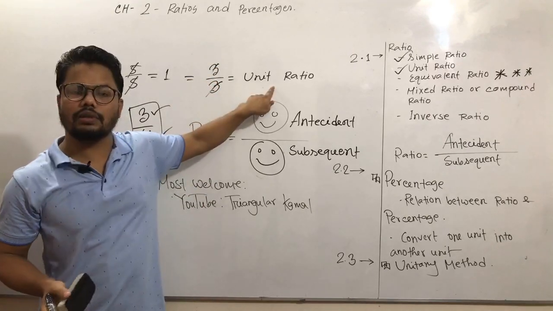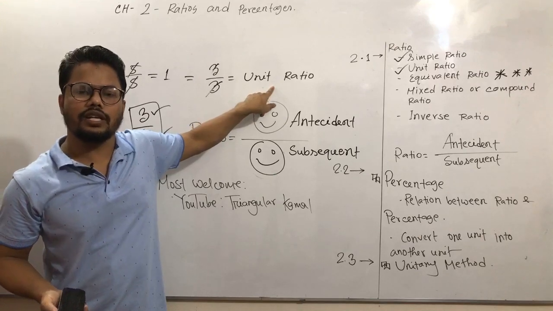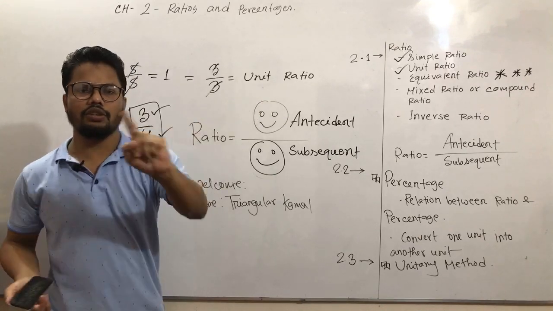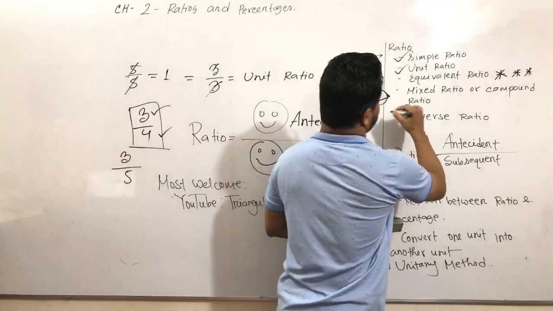So this is one of the most important questions. What is the value of a unit ratio? The unit ratio value is 1.